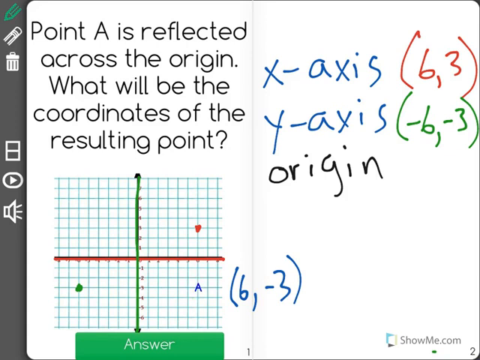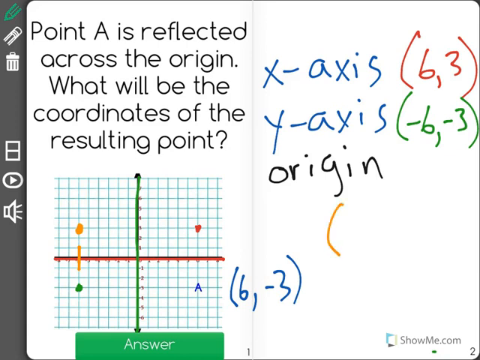When we reflect it across the origin, that means that it is going to flip its value on both the x value and the y value. So it will have an x value of negative 6 over on this line and a y value of positive 3. Notice how it takes both the reflected points, and they kind of create a rectangle altogether when you plot them.